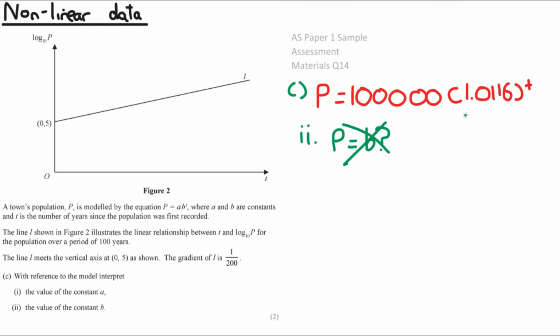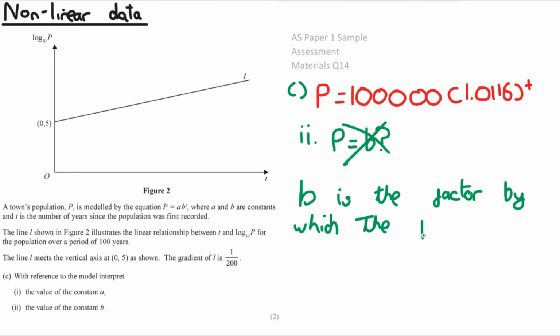What b actually is here is when t is equal to 0, it's 100,000, and when it's equal to 1, it goes up by this, and when it's equal to 2, it goes up by another one of this, and when it's equal to 3, it goes up by another one of this. What b actually is, b is the factor by which the population goes up by each year.